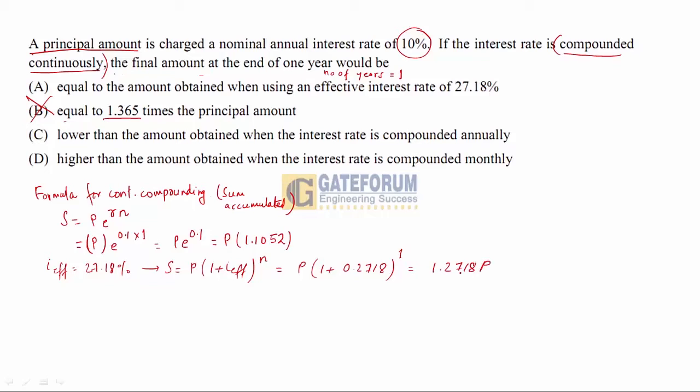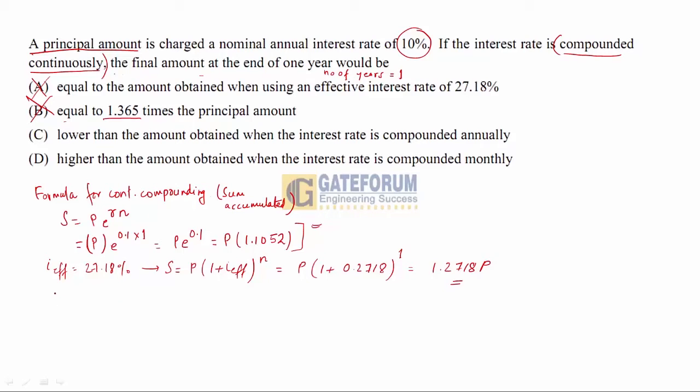1.2718 into P. Okay, so what it says is that it is equal to the amount obtained when using an effective interest rate of this much, but by the actual formula we are getting 1.1052 times, and by this effective annual interest rate we are getting 1.2718. Again, this and this are not matching, so option A is also eliminated. Okay, so here first let me introduce the concept of continuous compounding. Actually, I should have done it first, but okay, doesn't matter.